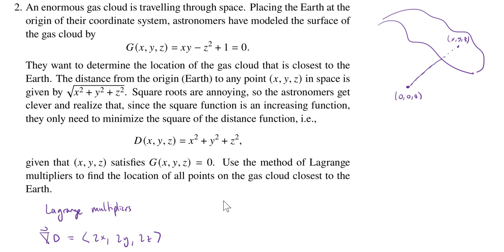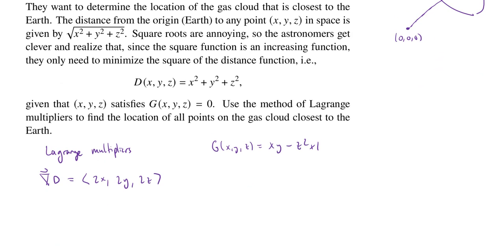So let's copy down g of x, y, z, just so we have it: xy minus z squared plus 1. To be parallel, we need this to equal some lambda times the gradient of g, where lambda is what we call the Lagrange multiplier. So if we take the gradient of g, we're going to get y, and of course there's a lambda, so we get lambda y. With respect to y, we're going to get x times lambda, which is lambda x. And with respect to z, we're going to get negative 2z times, again, this lambda.